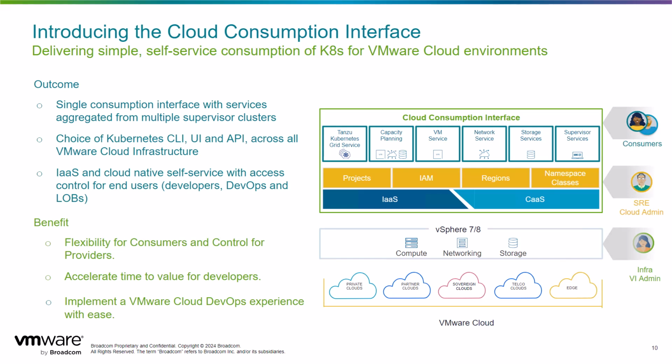The Cloud Consumption Interface, CCI, powered by Aria Automation within the VCF stack, is now available on-premise for our customers to address consumer needs in a multi-cloud world by providing a simple and secure self-service consumption of all the Kubernetes-based desired state IaaS APIs available within the vSphere platform via a unified single consumption interface with services aggregated from multiple supervisor clusters for both on-demand infrastructure and containers across VMware cloud infrastructure.